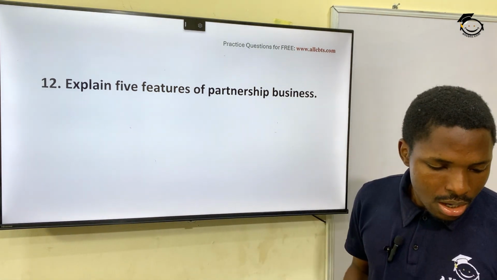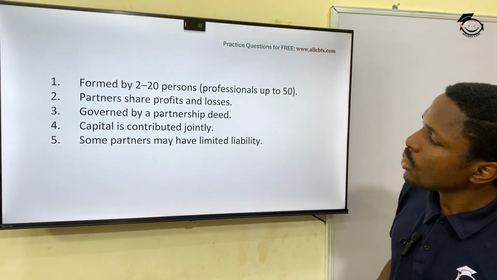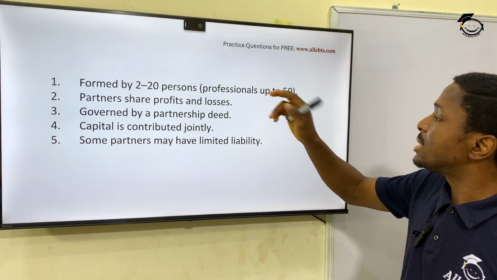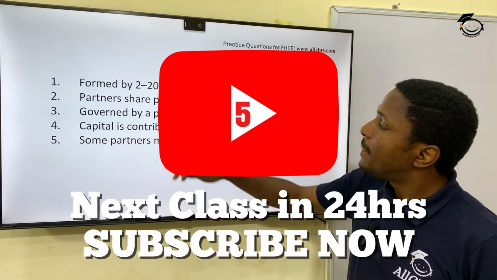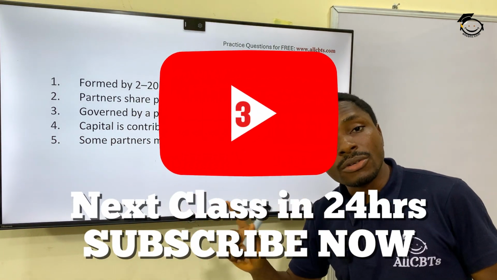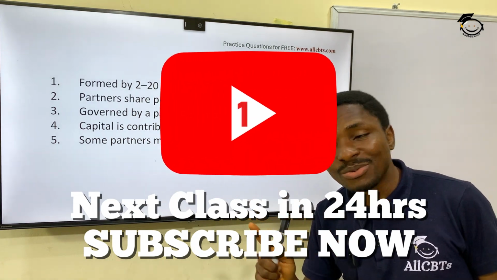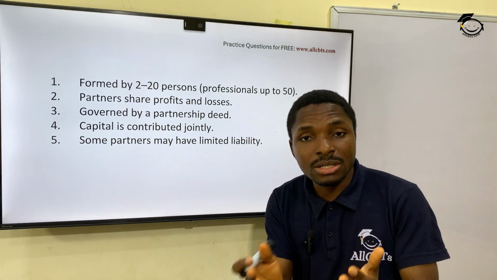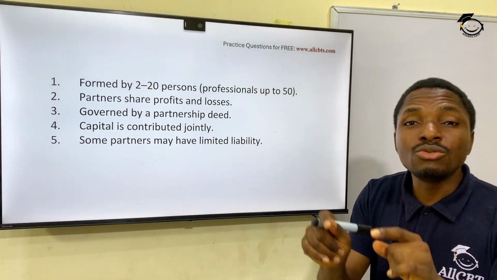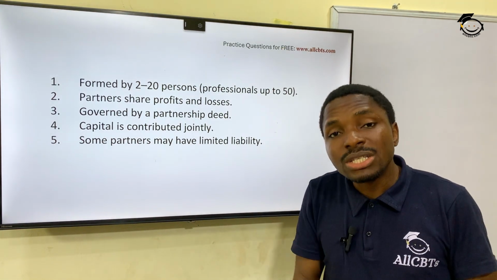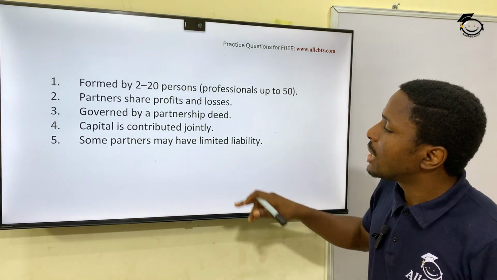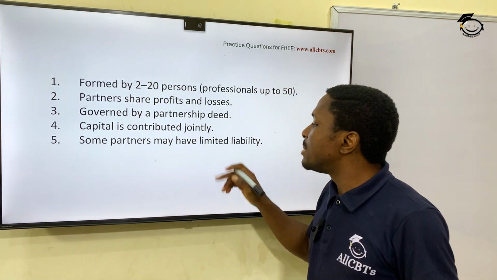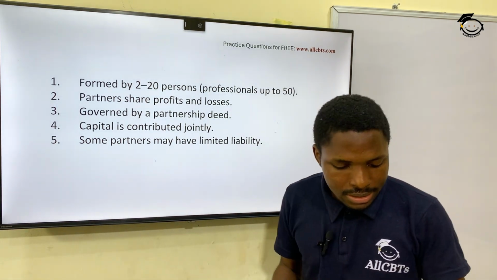Okay. So let's see. What's a partnership business? As I said, formed by 2 to 20 persons. Partners share profit and loss, of course, not just profit, loss too. Governed by a partnership deed. What is a partnership deed? Legal documents. Everything they do must be as stipulated on that deed. Capital is contributed jointly. Some partners may have limited liability, so that's it.